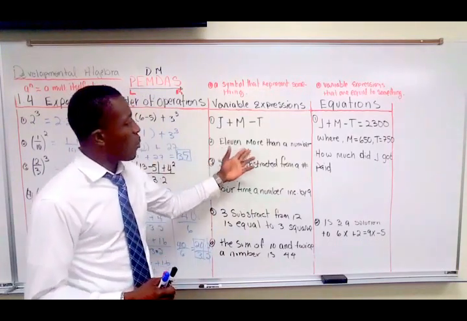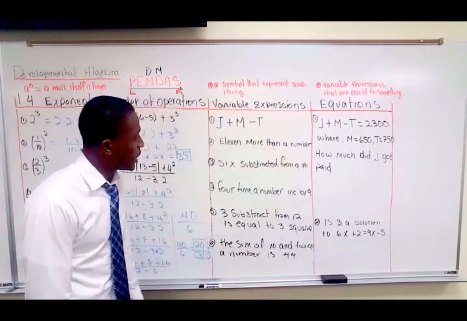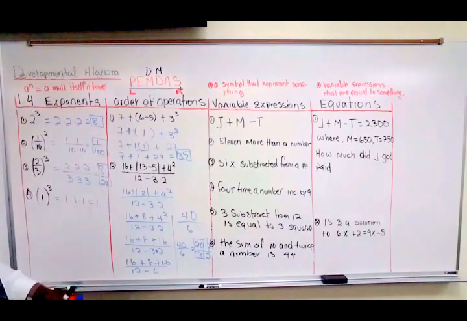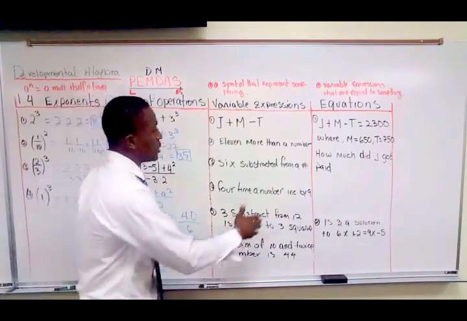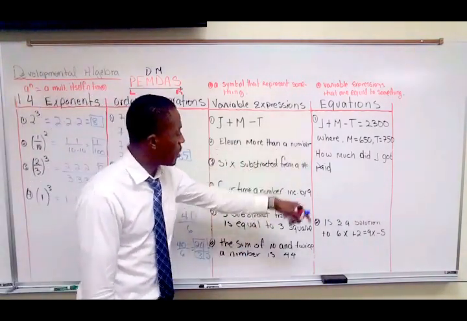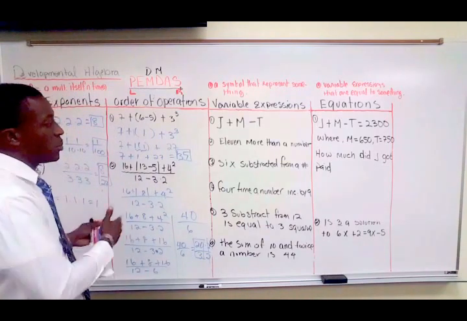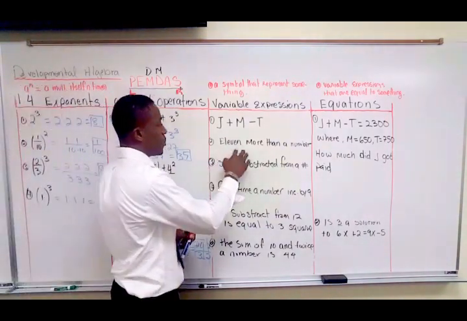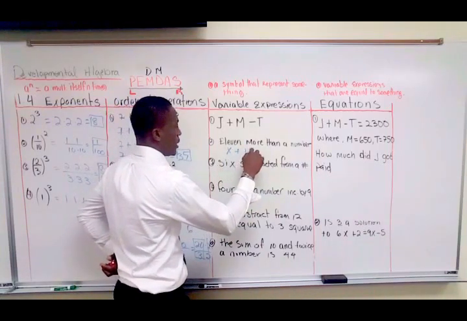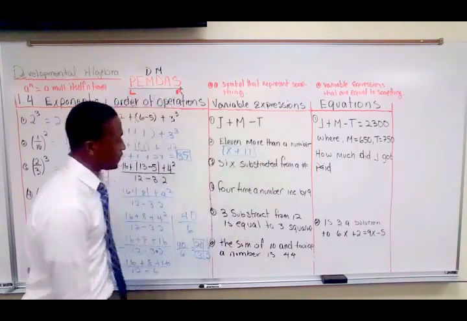So if we have 11 more than a number, a number means any number. So we talk about a variable. A variable could be X, could be W, could be any number. So we'll use X as we normally use. If we have 11 more than a number, that basically says a number plus 11. So we'll have X plus 11, that's the expression.